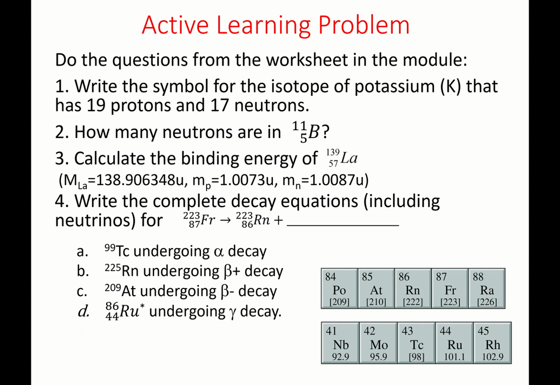All right, so your active learning problem for today is just to do the questions from the worksheet that's up in the Canvas module. And I've got them all gathered here if you don't want to read through and find them. So first of all, write the symbol for the isotope of potassium that has 19 protons and 17 neutrons. Secondly, how many neutrons are there in boron-11? Calculate the binding energy of lanthanum-139. And then complete the decay equations. Make sure you include all the neutrinos, all the particles that are emitted in steps A through D below.